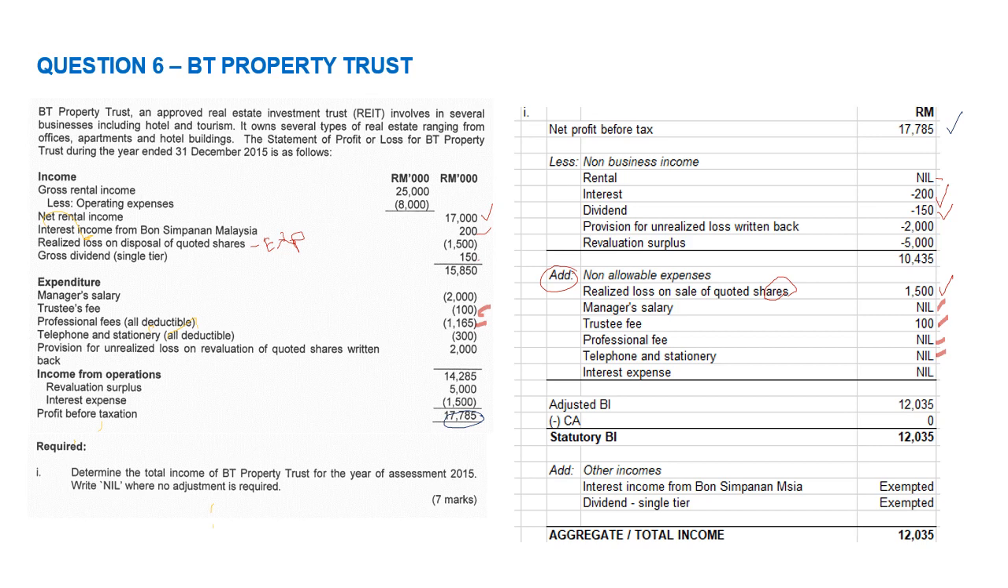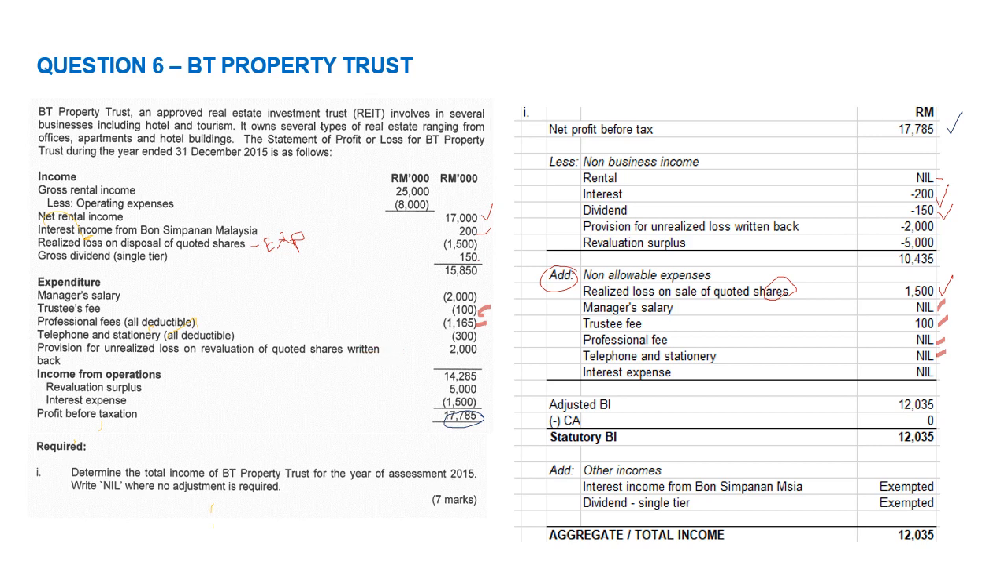Ada lagi tak? Provision for unrealized loss on revaluation of quoted shares written back. Okay, so kalau tengok mula-mula kat sini, dia ada buat provision. Maksudnya, these REITs ada make some allowance that mungkin bila dia buat revaluation of their quoted share, dia mungkin ada loss. The value of dia punya share tu mungkin dah decrease. So, dia buat estimation. Okay, provision. But then, actually bila dia buat that revaluation tak ada pun loss tu berlaku. That's why kat sini dia ada tulis return back.